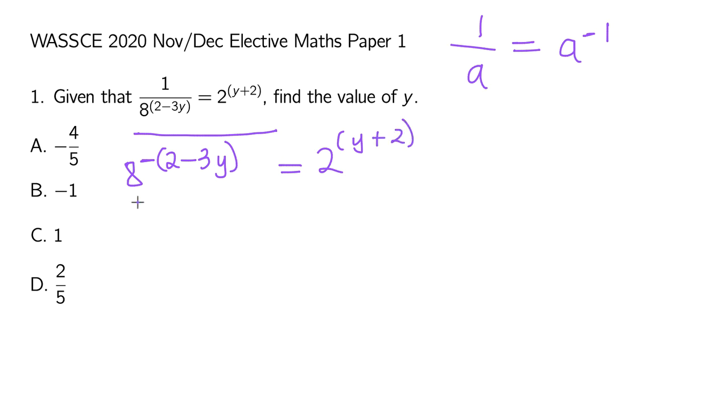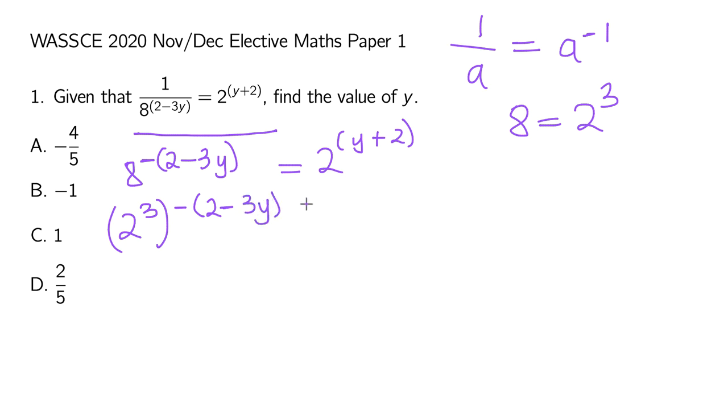Now we want to write both sides in terms of the same base, and we can use the fact that 8 is equal to 2 to the power 3. So we can substitute 2 to the power 3 for this. So 2 to the power 3 all to the power 2 minus 3y, and this is still equal to 2 to the power y plus 2. Now, because we have the same base on both sides, we can equate the indices, which is true. But let's simplify the left-hand side a bit.